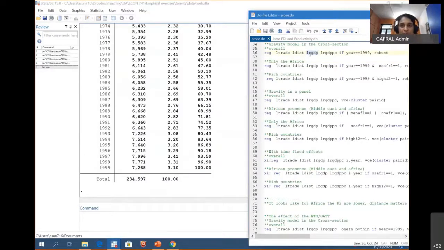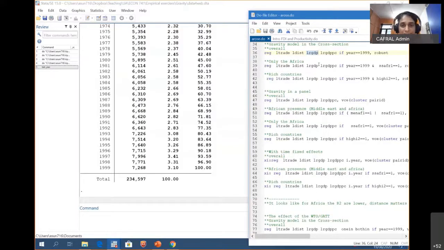the real GDP. So LR GDP is already the log of country GDP 1 times country GDP 2. So this is already, I don't have to separately put in the GDPs of the two countries because it has already been done in the data.